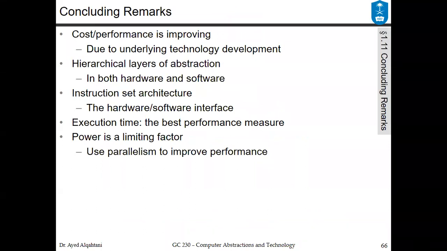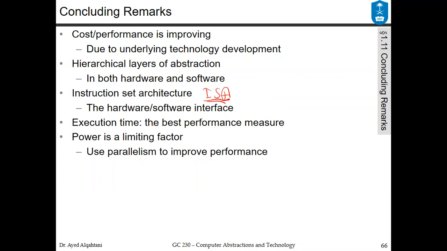As a concluding remark, we talked about many subjects. We should worry about the cost to performance ratio, and we should make sure it's improving. It's actually due to underlying technology developments. We talked about a hierarchical layer of abstraction in both hardware and software in general. We talked about the instruction set architecture, which is actually the interface that resides between the hardware and the software, and we call it ISA. And that's actually the subject of our next chapter.